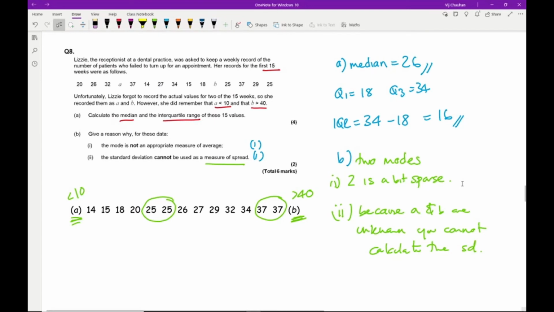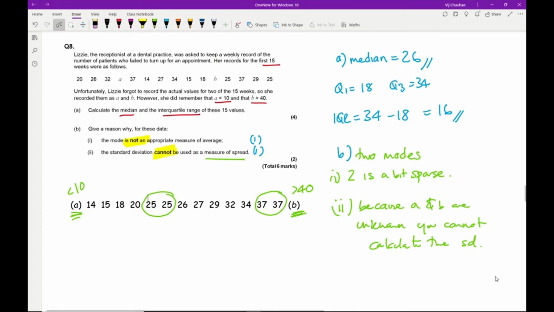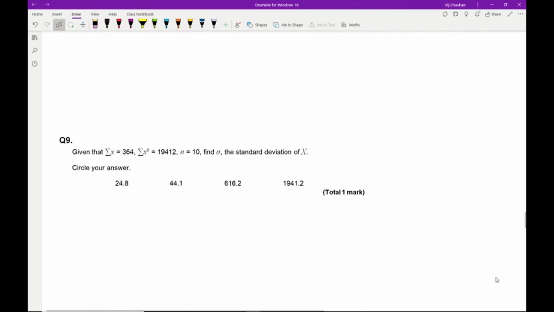But again, the key thing you want to mention is the fact that you're not trying to prove what the mode is, because it does say not and cannot. So you want to say why you can't use those two values rather than why you can. So moving on to the next question, question 9.